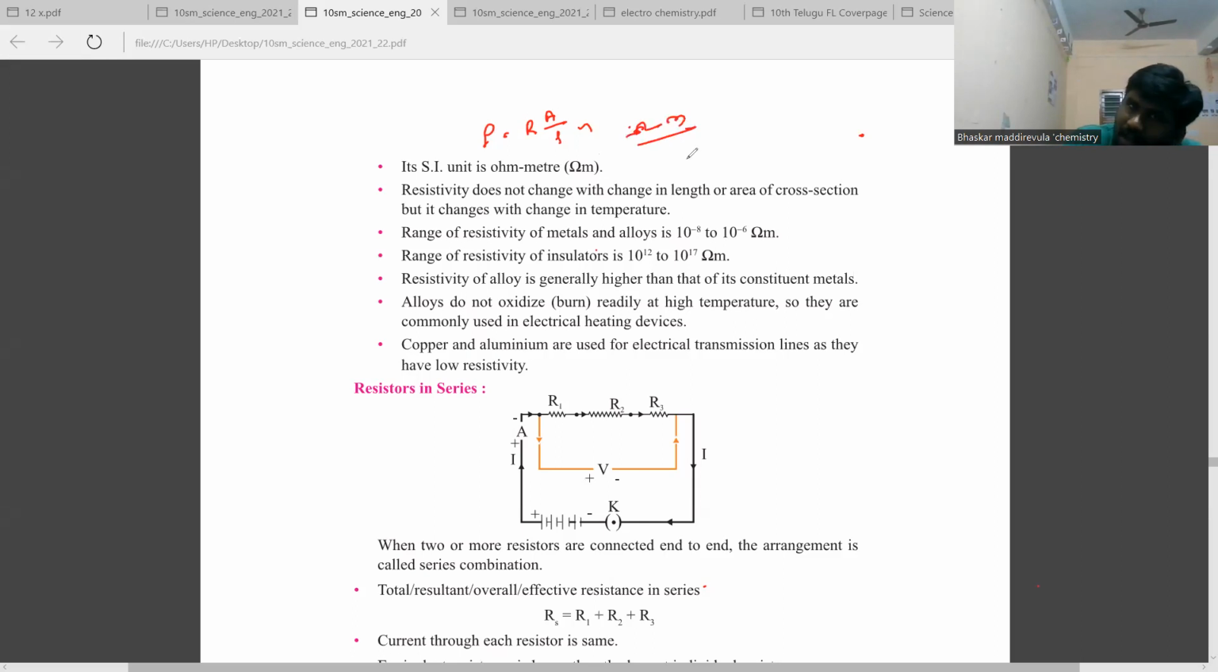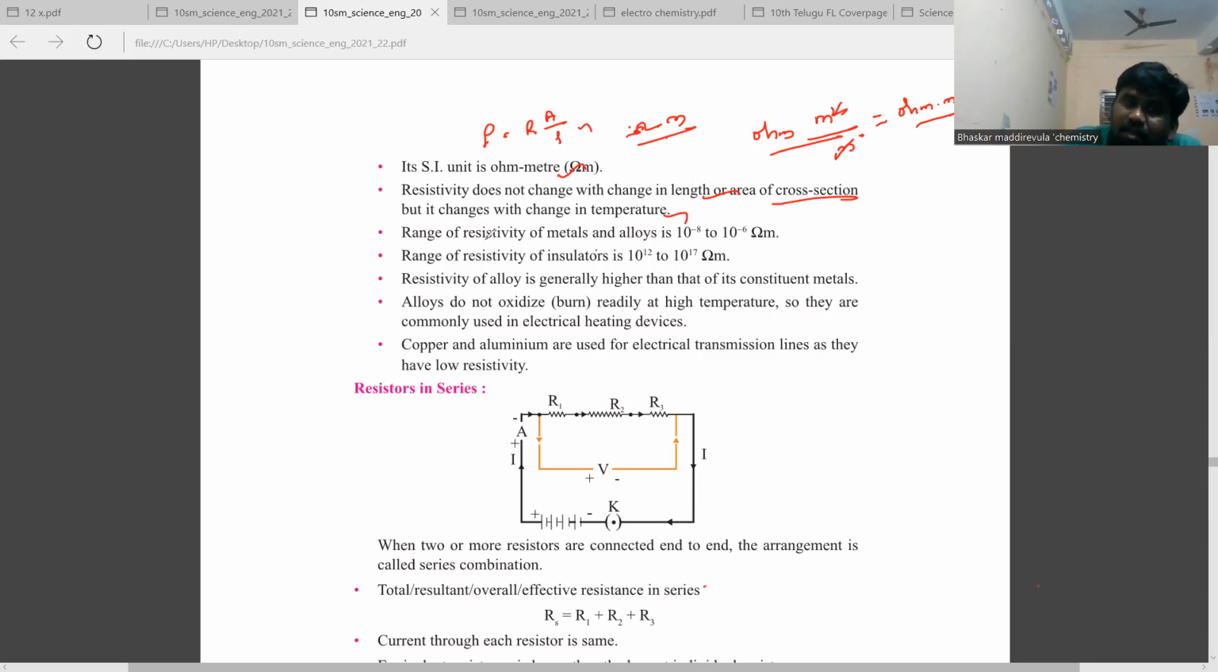I already showed how we get ohm meter. R is in ohm, the unit of resistance is ohm. Area of cross section is measured in meter square, length is measured in meters. One meter gets cancelled, so ohm meter will be left. Ohm meter is the SI unit of the resistivity. Resistivity does not change with the length or cross sectional area of the conductor, but it changes with the temperature.